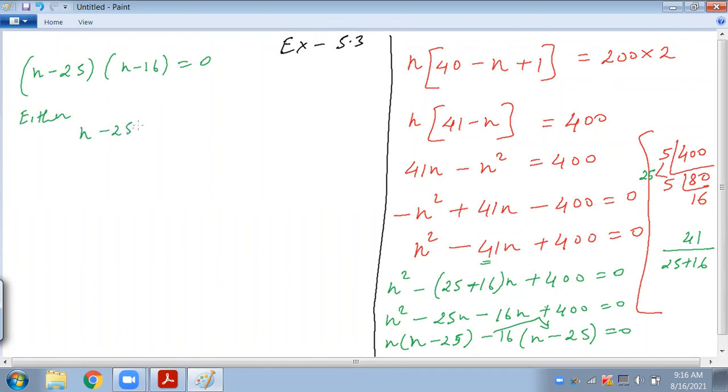N minus 25 equal to 0, so n equal to how much? 25. Or we can take n minus 16 equal to 0, so n equal to how much? 16. Okay, so we got two values of n, both are positive, so both are possible. Now we will try to find the number of logs in the last row or in the top row.